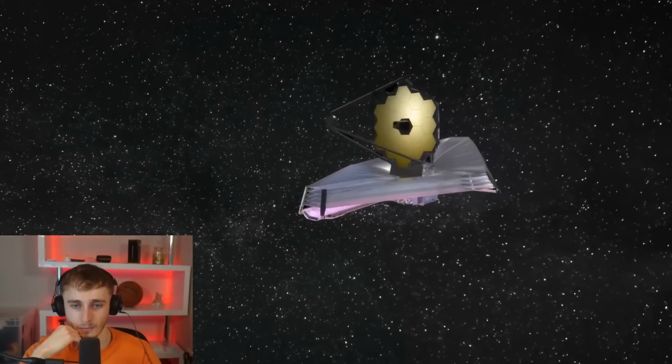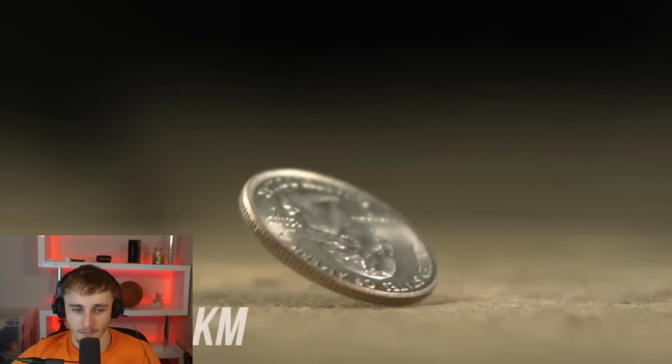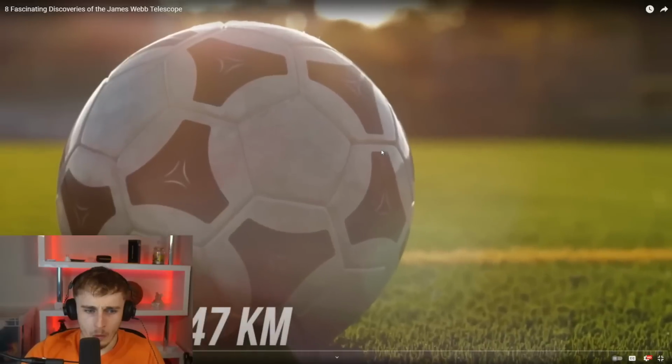The imaging system on the James Webb Telescope is so good that it could clearly see a coin from 24 miles or 38 kilometers away, or a football from 340 miles.